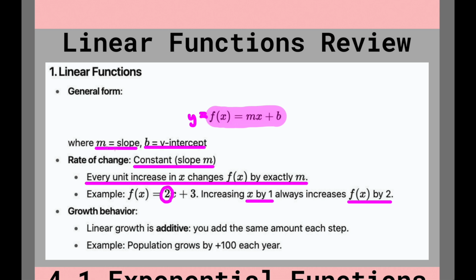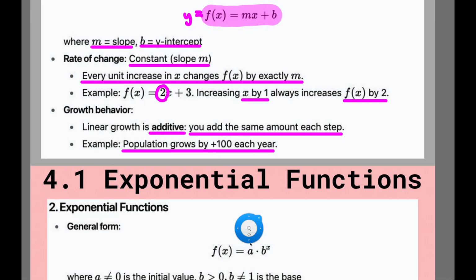Okay, that should be all a review. So linear growth is additive. What that means is you always add the same amount each step. Each step up of x by 1, you're adding whatever that slope is. Here's an example: population grows by plus 100 each year. Whatever the year was, the next year that goes by, your y value, which in this case is population, increases by 100. So the most important thing to understand is that it's additive, it's linear growth throughout, because we're going to compare this to exponential functions.